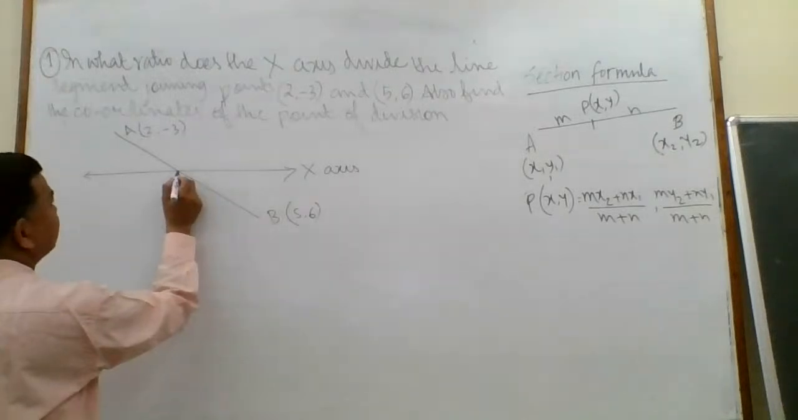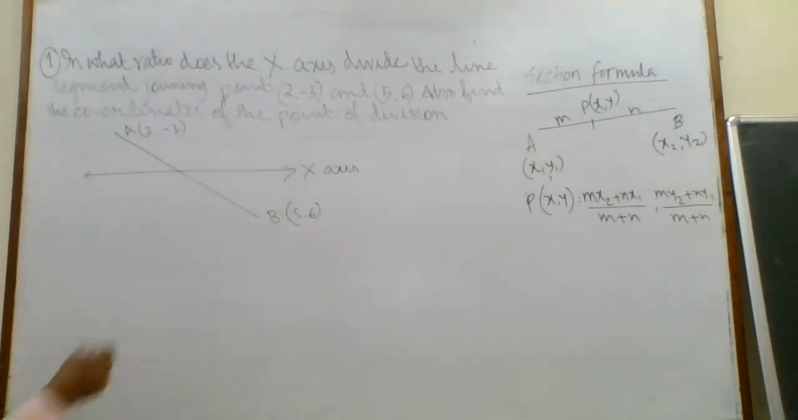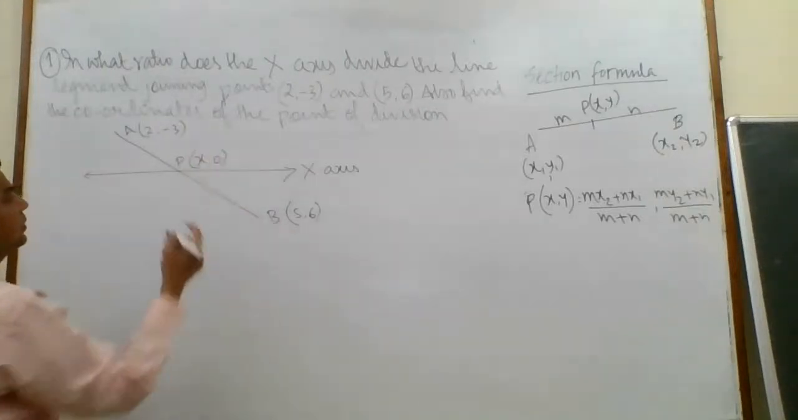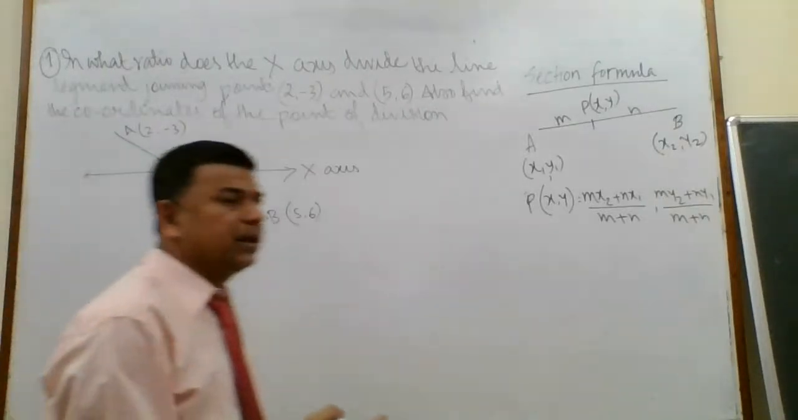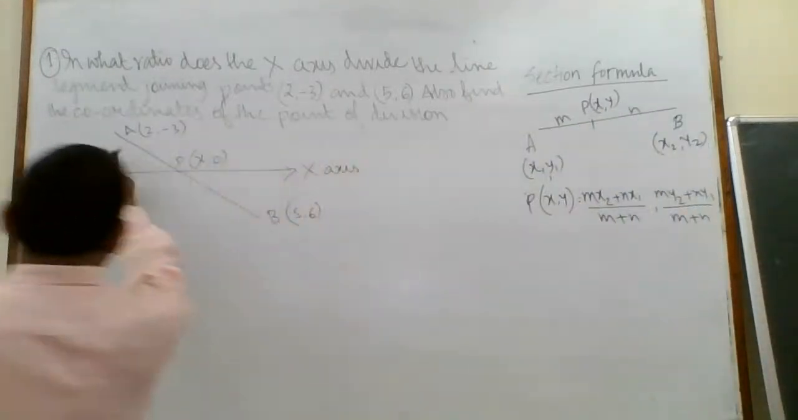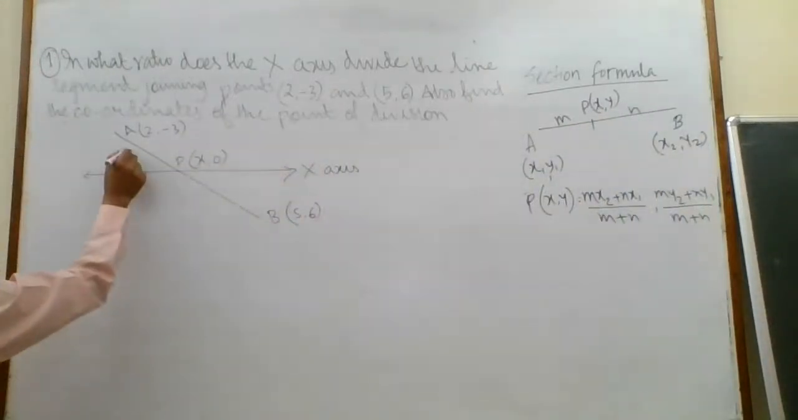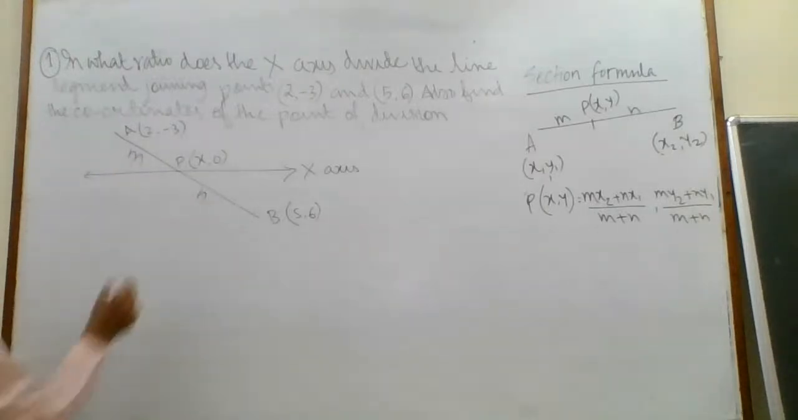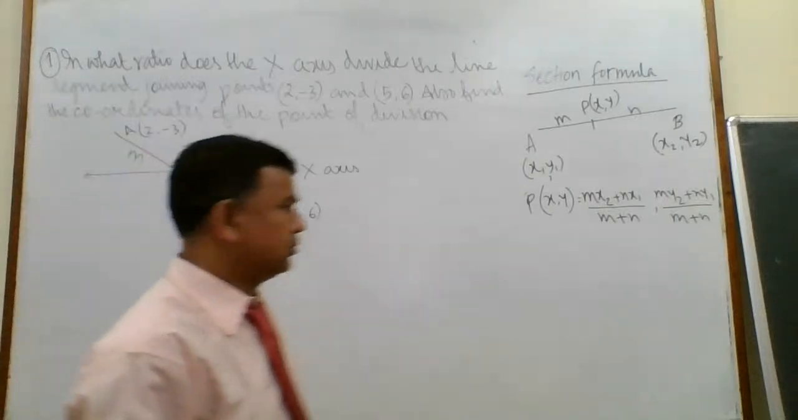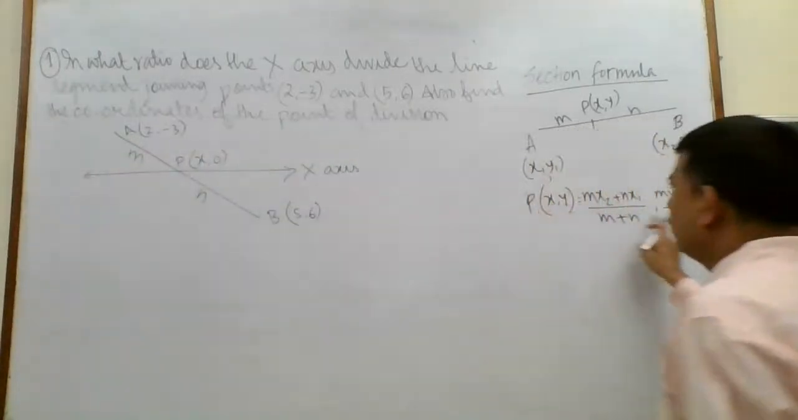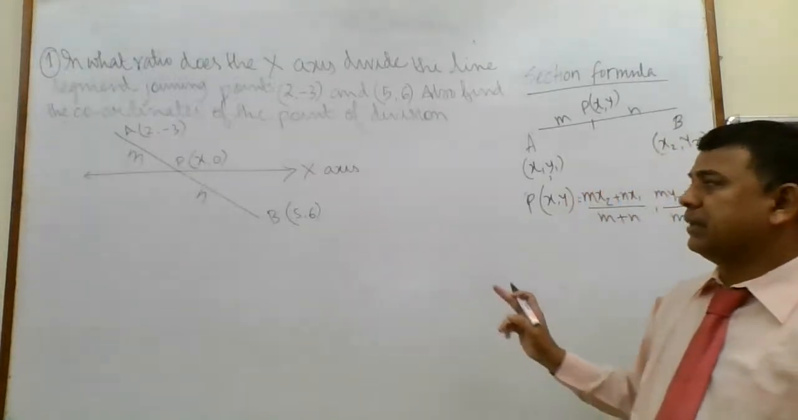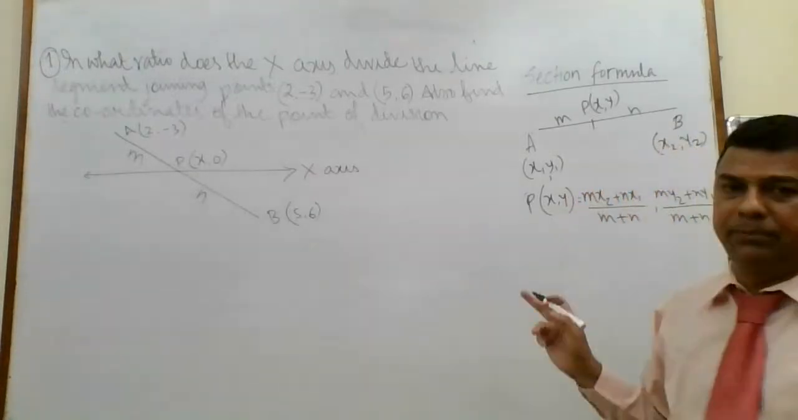This x-axis is intersecting the line segment AB at a point. Suppose it is P, its coordinate. We know that the x-axis is of the type x, 0. And the two parts are AP and PB, which are m and n. We are asked to get m is to n equal to how much. The formula will remain the same, and the concept also is going to remain the same. You don't need to do it 2 times.